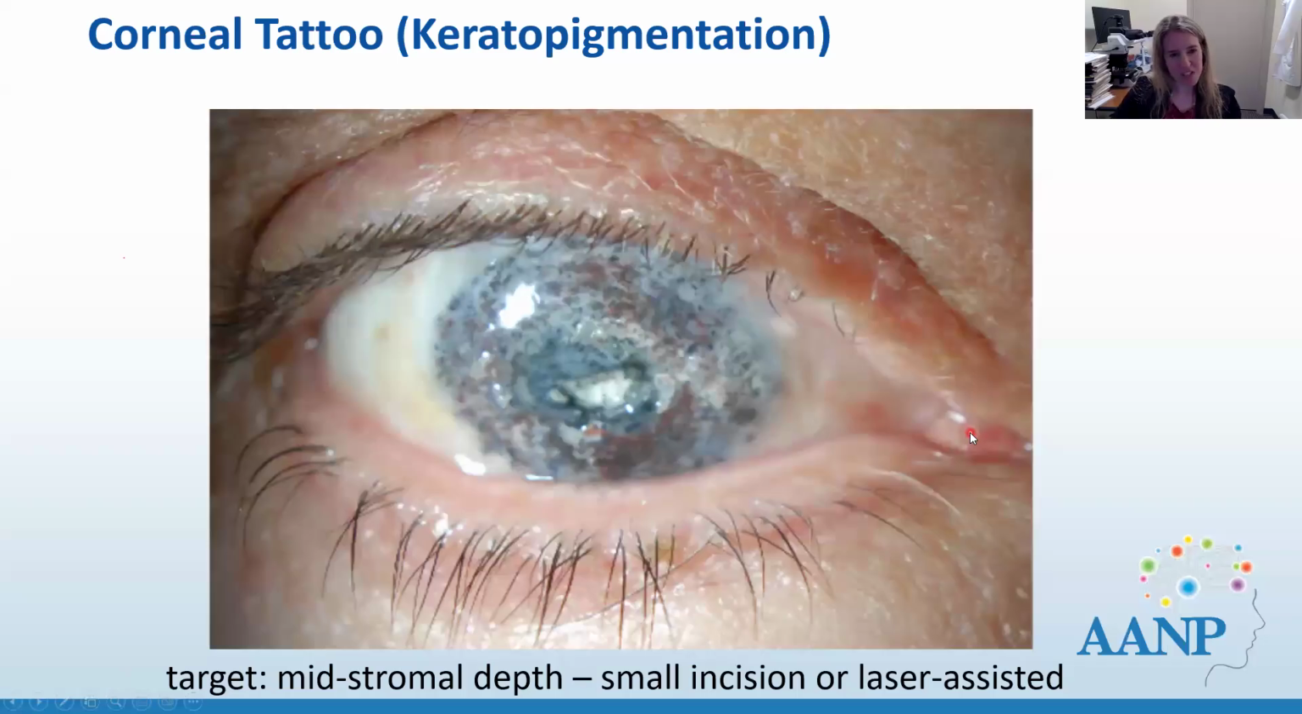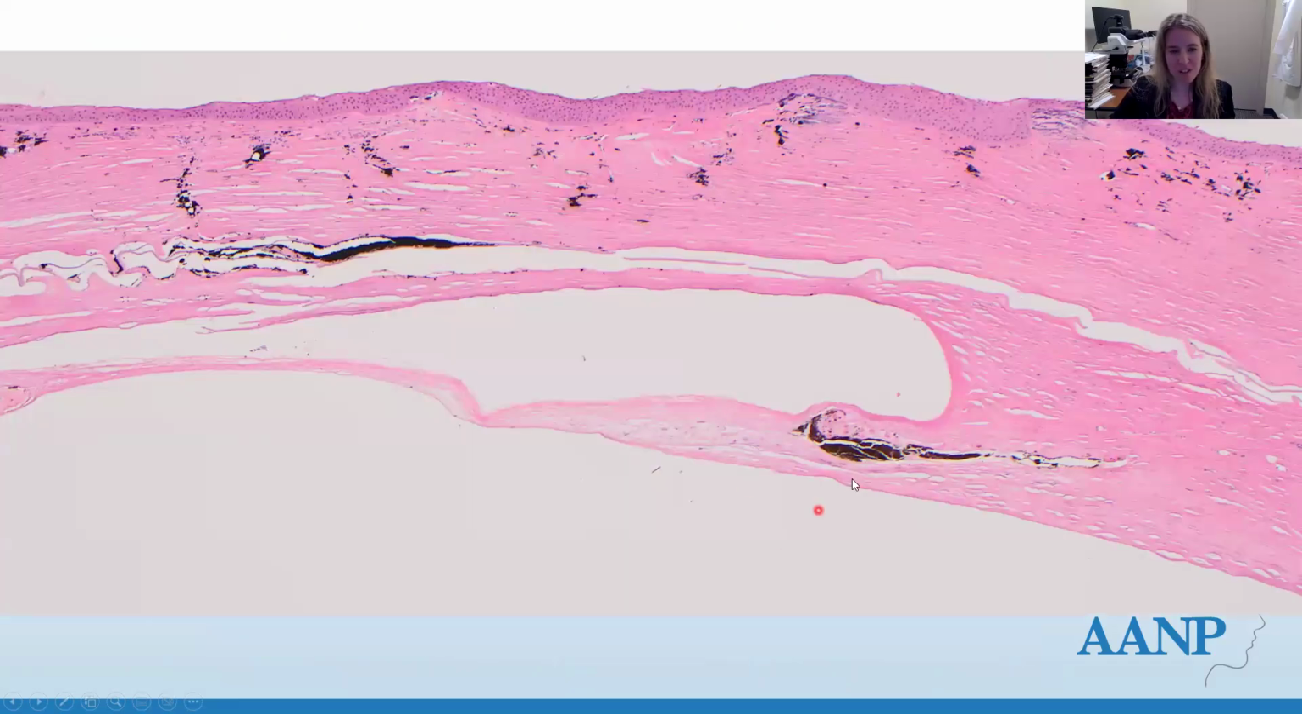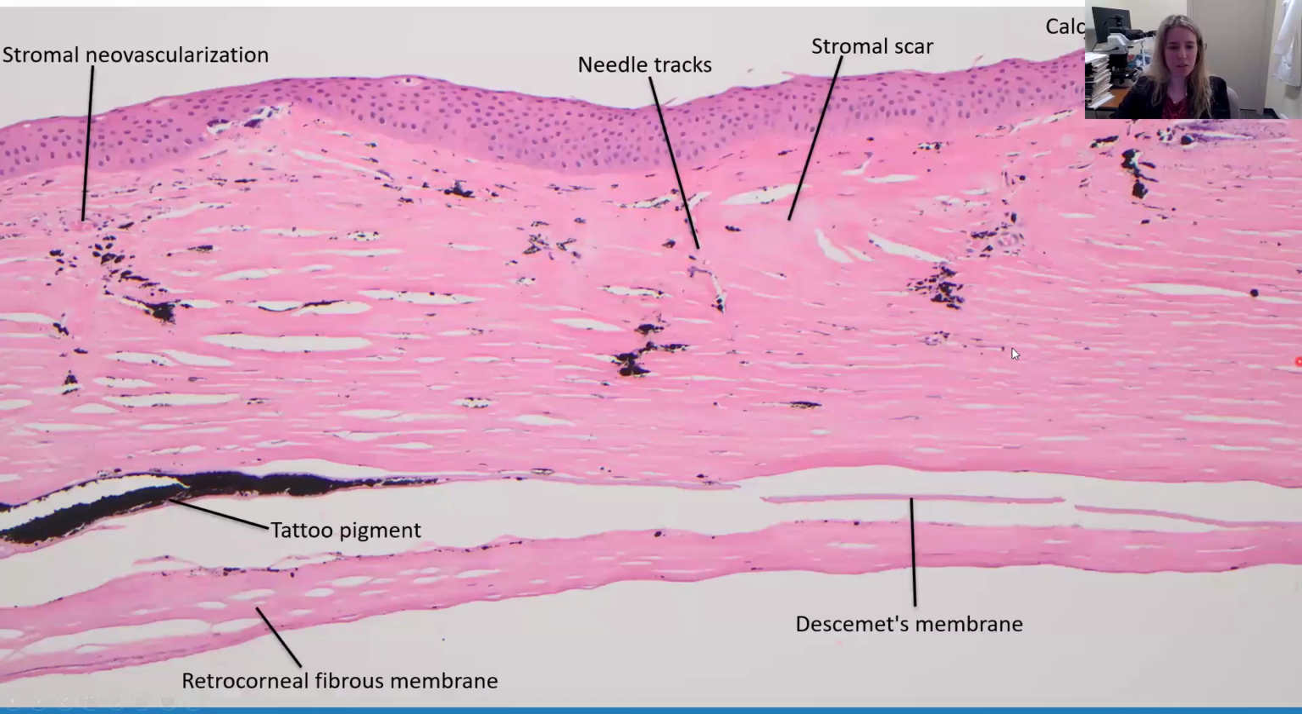Last but not least, with corneas, I just wanted to show you something interesting. Once in a while, we will also get specimens that have corneal tattoos. Not very commonly done, but you'll see it once in a while. This is basically done to make a cornea look darker where there's a white scar. The target is to get the pigment into midstromal depth, but here is a cornea that was excised, and you can see that this pigment is actually at all different layers.